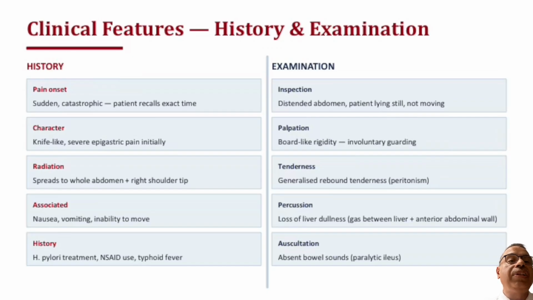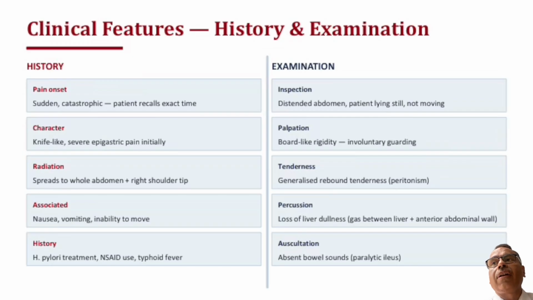Now coming to the clinical features, history and examination. The patient would complain of sudden severe onset, catastrophic pain. The patient can recall the exact time because the pain is so severe and it occurs suddenly when the actual perforation occurs. The site of the pain would depend on the anatomical location of the organ which has been perforated. For example, in case of stomach or duodenum, there may be pain in the upper abdomen, especially in the epigastrium and right hypochondrium.